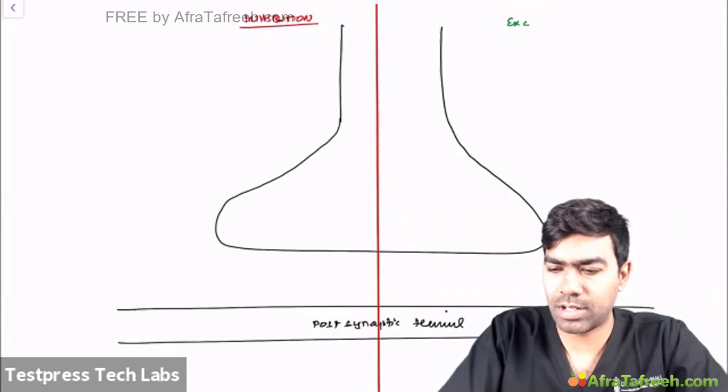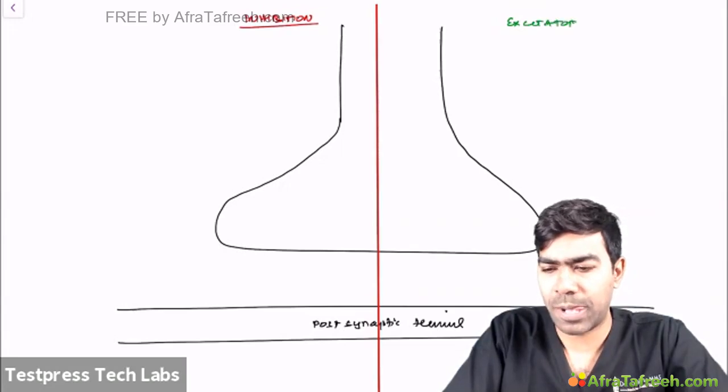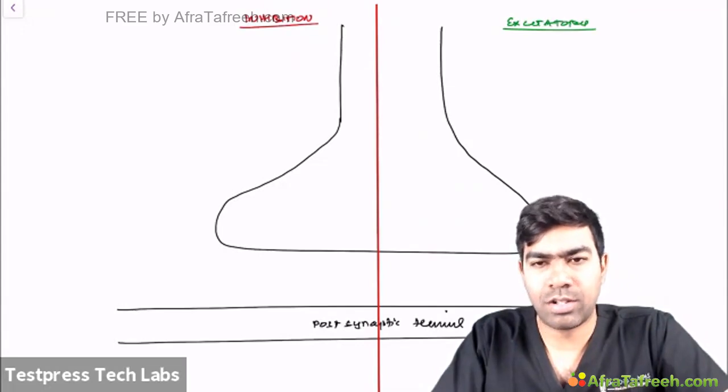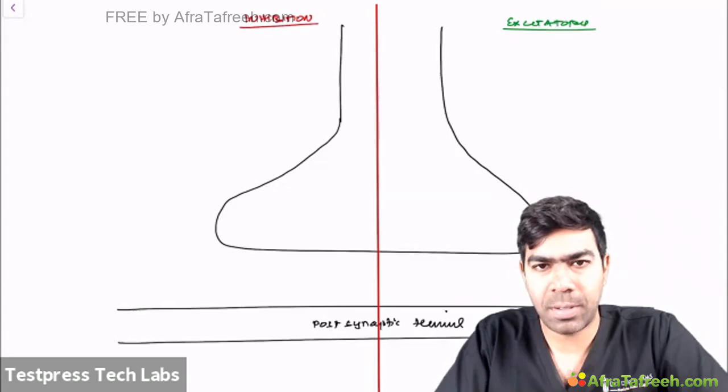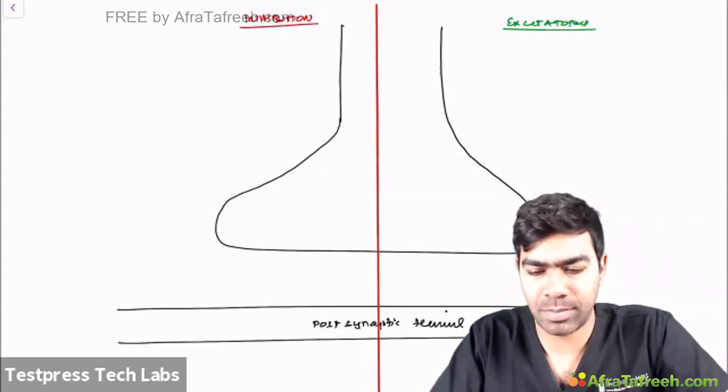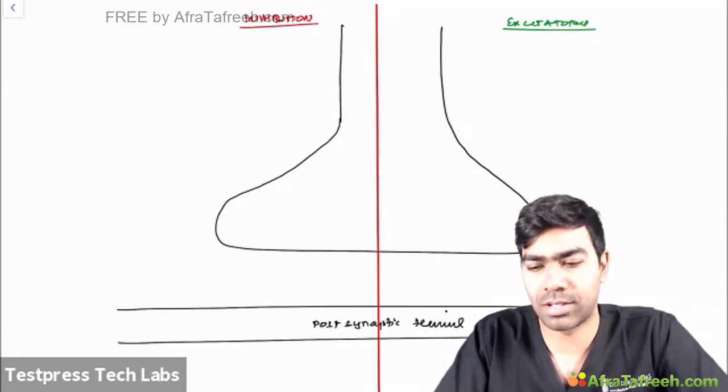So I can write in green. Because they're excitatory, they're going to cause excitation. And glutamate is going to be one of the most important excitatory transmitters. And of course, GABA is going to be one of the most important inhibitory transmitters as far as the central nervous system is concerned.